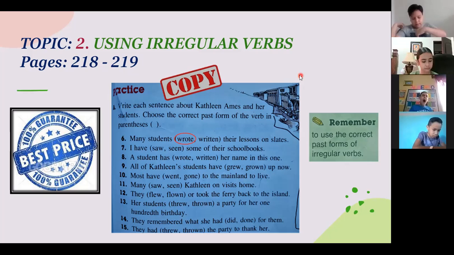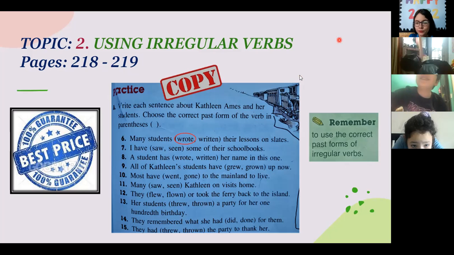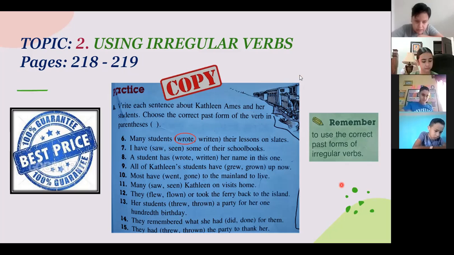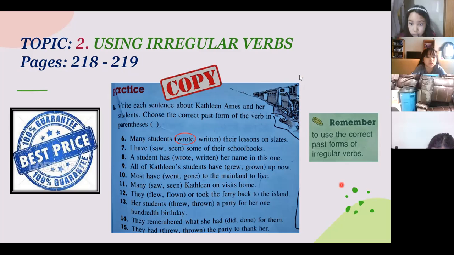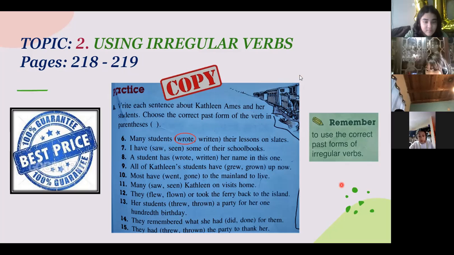Y le dijimos si íbamos a copiar mucho. Miss, tell me. Solo los fines de clase.